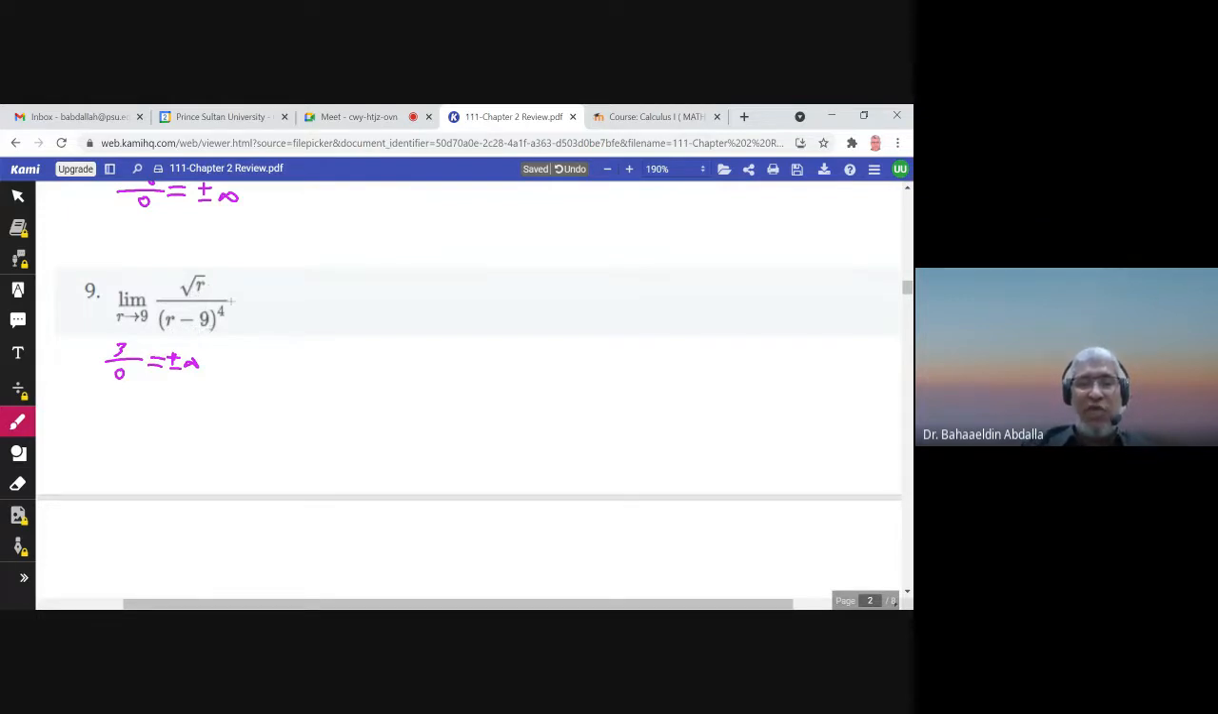R minus 9 to the power 4 is also always positive because it is power 4. So even if you choose r 8.9 and get a negative number here, when you raise it to power 4, it would be positive. So positive over positive is positive. So the sign of this quantity is always positive, and the answer is positive infinity.